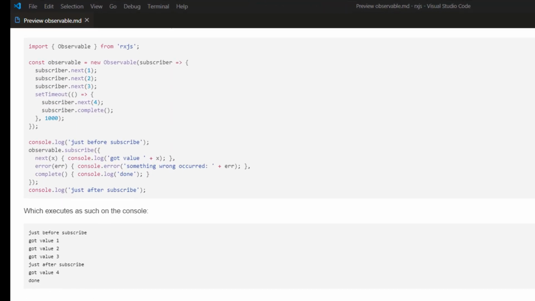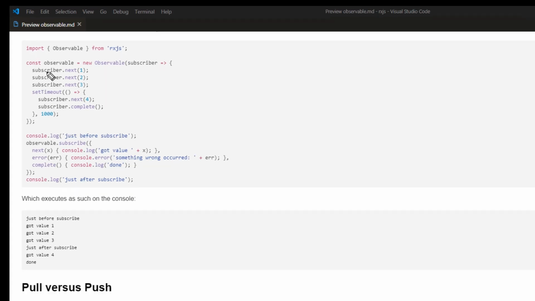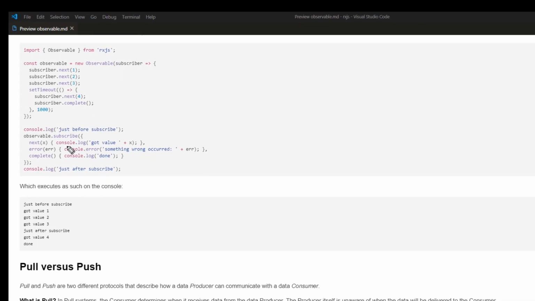Let's see how. Now, there is a creation part and there is a consuming part. You can see the emission is happening over here: next one, next two, next three. So quickly you will get that this is the producer, and quickly you will get that this is the consumer. How am I saying it's the producer? As you can see, it's emitting the value, it's producing the value. So that's the producer part of it. And over here it's consuming, logging it out. The console logging it out is the consumer part of it.